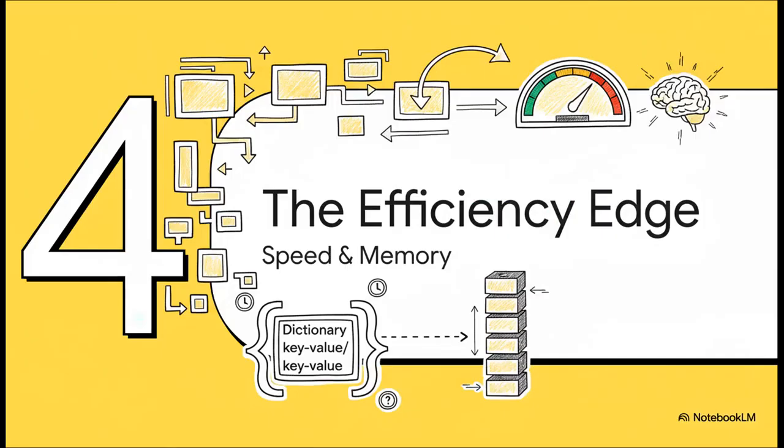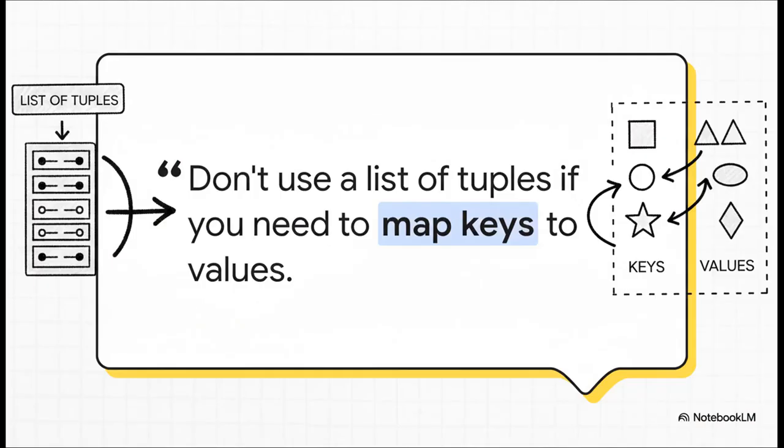Okay, so we've got these cool ways to make dictionaries, but let's circle back to the why. Why are they so much better than just a list of pairs? Well, the answer really comes down to one thing: performance. I love this quote from a discussion on Stack Overflow because it just cuts right to the chase. Don't use a list of tuples if you need to map keys to values. It's that simple. If you need to look things up, a list is just the wrong tool for the job. You need the tool that was designed for exactly that purpose.